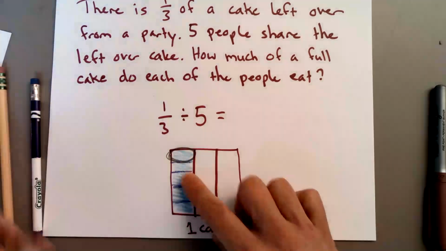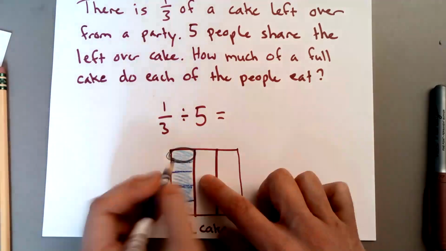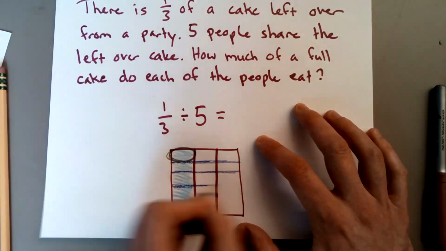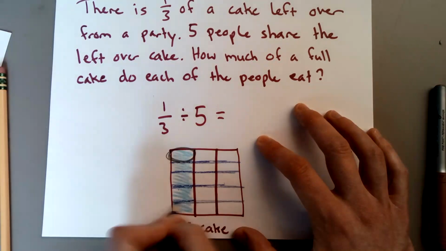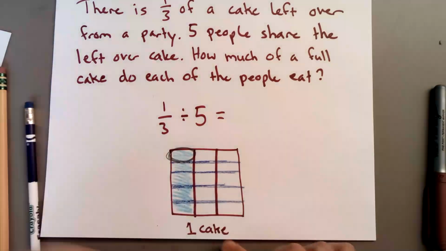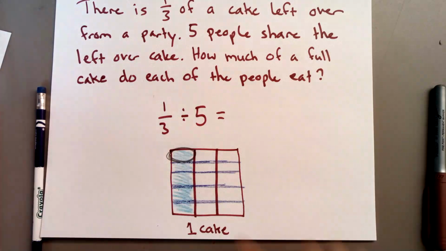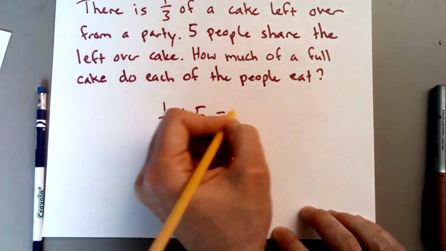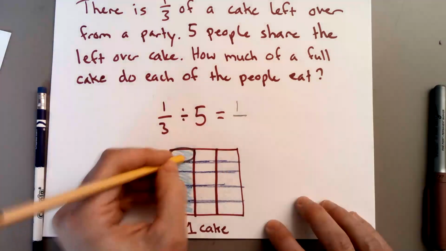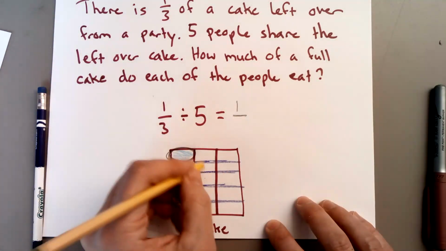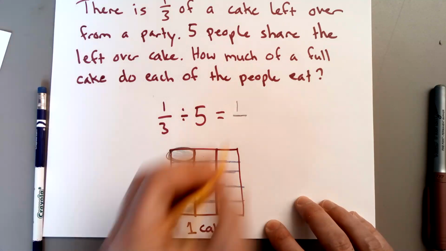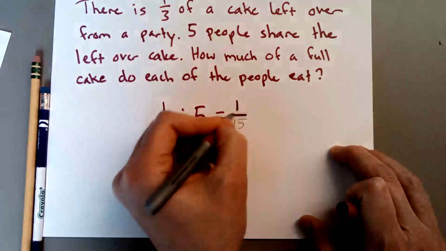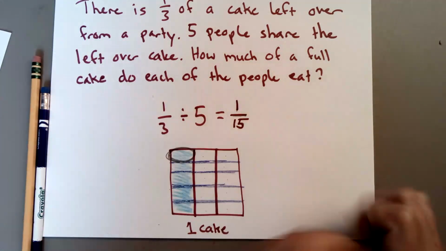What is that total fraction? How much of a whole is that? Well, it'll help for me to just extend these division lines all the way through the cake to make 5 rows. This looks a lot like our fraction multiplication, doesn't it? Our area models. And so now I see that each person gets one piece out of how many total? 1, 2, 3, 4, 5, 6, 7, 8, 9, 10, 11, 12, 13, 14, 15. Out of 15. So 1/3 divided by 5, each person gets 1/15 of the cake.